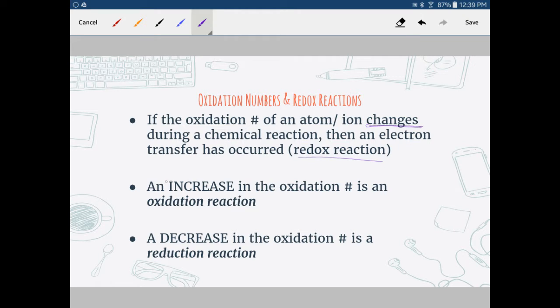An increase in the oxidation number is an oxidation reaction. A decrease in the oxidation number is a reduction reaction. The way that I like to think about that is, if we have an increase in our oxidation number, an increase meaning it's becoming more positive.